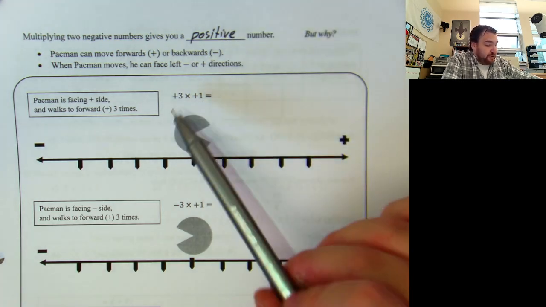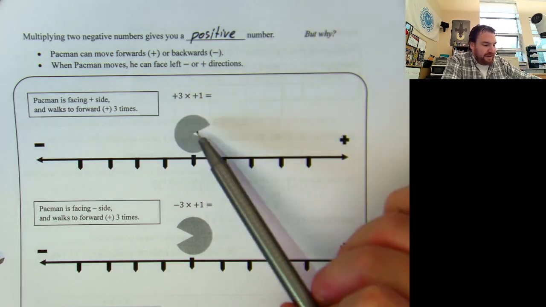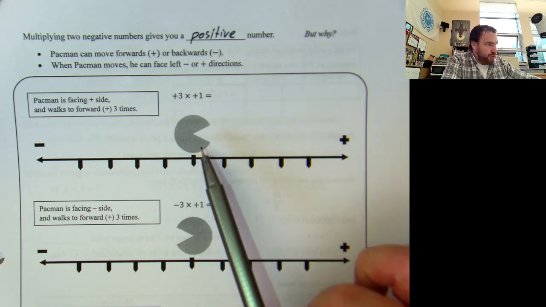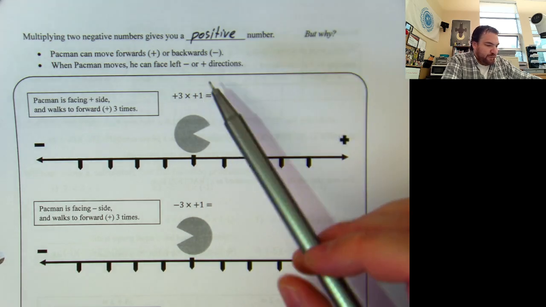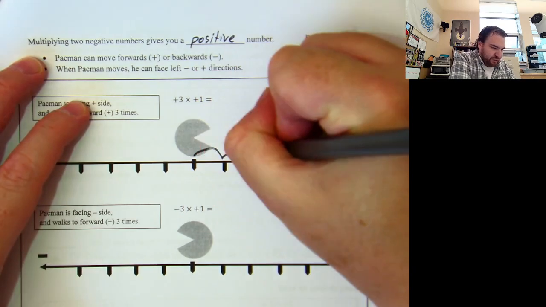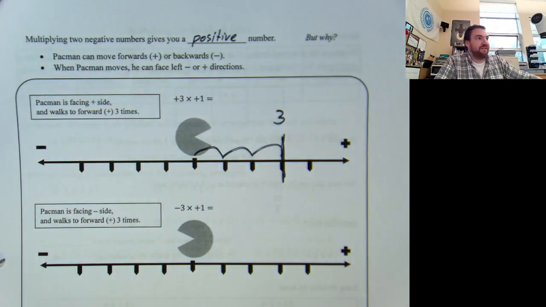So if the two numbers are positive in this example, the thing I'm trying to break down here for you, if they're both positive, that means Pac-Man is facing to the right, and he is going to move to the right. And on this labeled number line, that means he's moving in a positive direction. He's going to move 3 groups of 1 in the positive direction. 1, 2, 3. There he is. 3 times 1 is 3. Positive, which you all knew. But I'm setting up a bigger justification for what's coming.